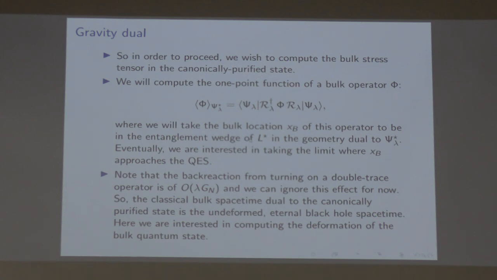Now, you might worry, what does it even mean for this operator to lie in the entanglement wedge of L star? Isn't there a back reaction and so on? But the back reaction in this case is order lambda times G Newton, so this is a much smaller effect. For our purposes, we can treat the geometry of the bulk to be the same as the original geometry, namely the eternal black hole. But what is changing is the stress tensor in the bulk, the state of the bulk matter. And that's exactly what we are after. We are after how the bulk quantum state of matter fields changes at order lambda upon turning on this deformation.